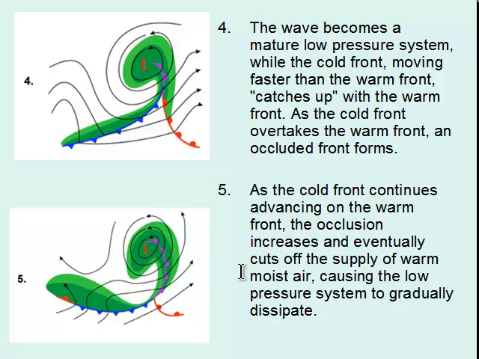And then if we continue to have this cool air mass moving faster than that warm front, we end up overtaking and making that occluded front even larger and having a much higher developed pressure system. And then after this stage, once we end up totally overtaking that warm front with that cold front, we end up having that supply of warm, moist air being cut off, and that pressure system is going to start to dissipate as a result. So this is that life cycle.